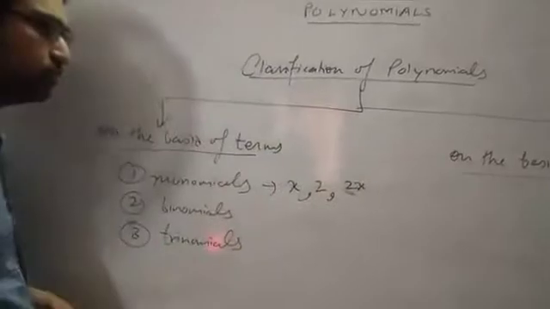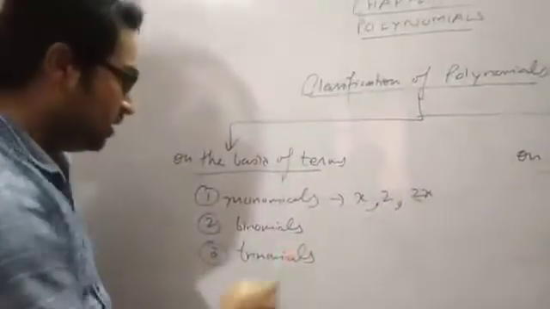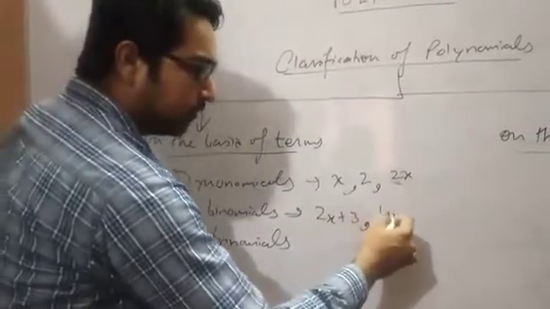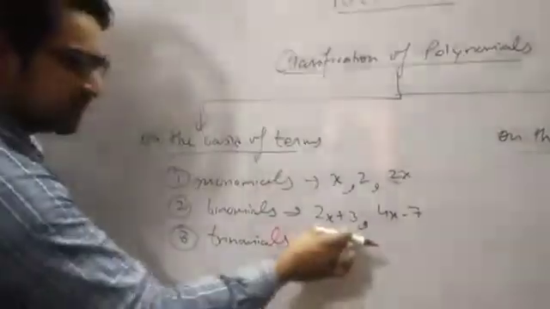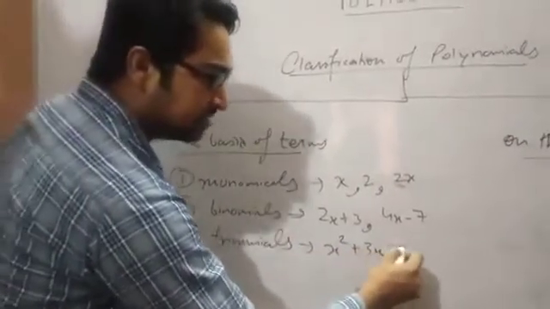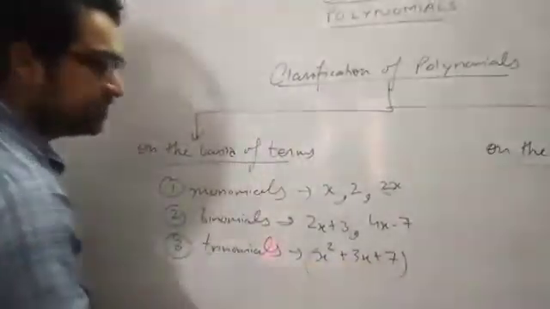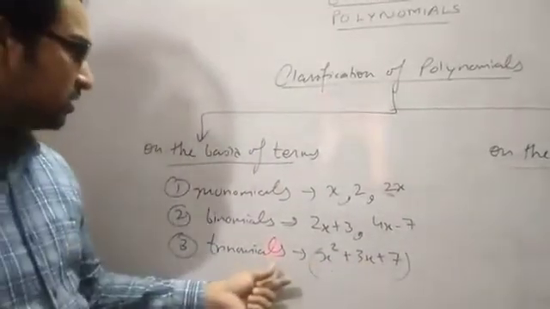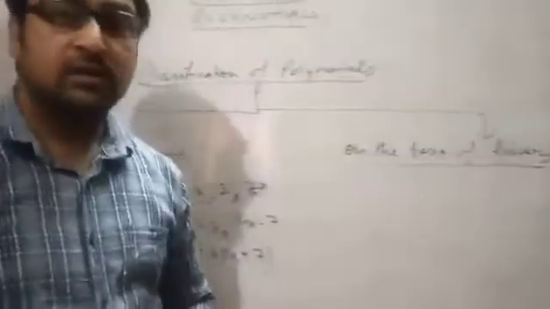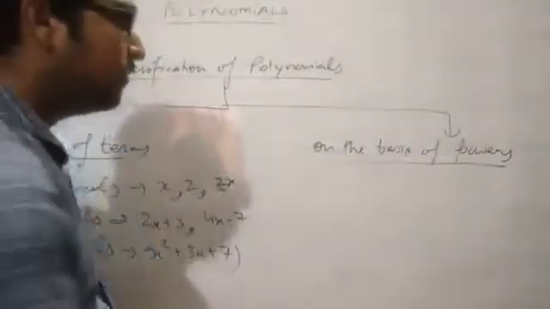इस टाइप के जो पॉलिनोमियल्स होते हैं क्या कहलाते हैं? मोनोमियल्स. बाइनोमियल्स like 2x plus 3 and 4x minus 7. Okay, there are two terms, so they are called binomials. And trinomials like x square plus 3x plus 7. Here we see three terms, so it is called a trinomial. Okay, on the basis of powers, there are four types of polynomial.